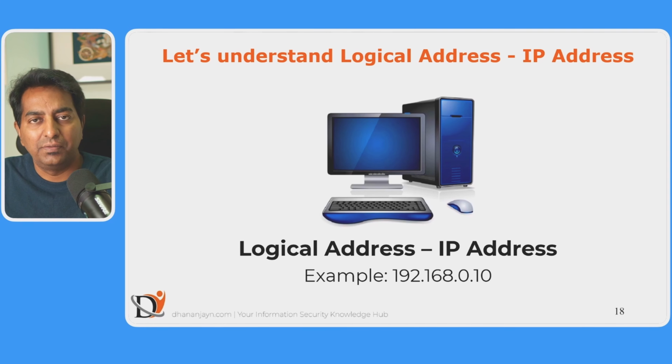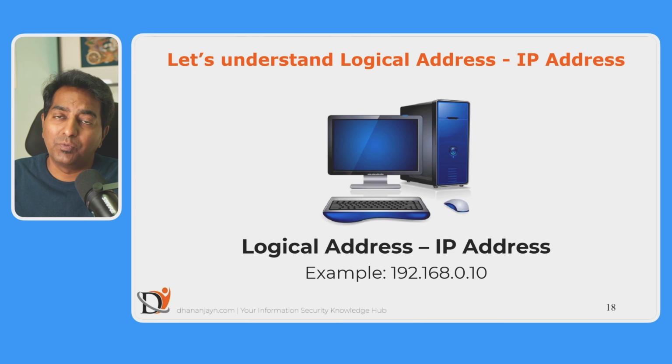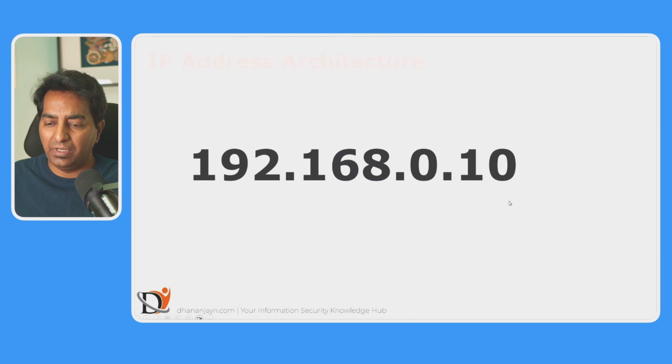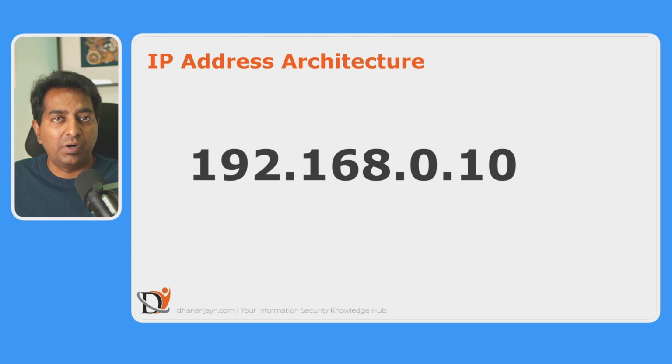Welcome back. So the topic that we are now going to discuss is about IP addressing. To begin with, you can see a computer on the screen with an IP address 192.168.0.10. So friends, this is a sample class C IP address I have mentioned here. So let's understand what this IP address means.